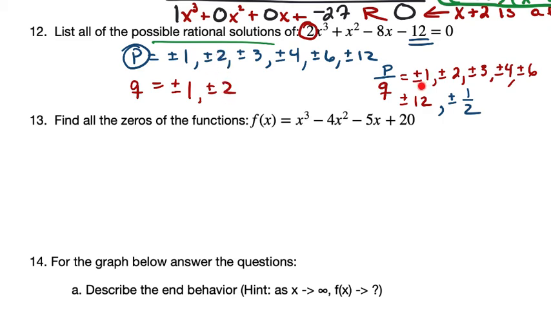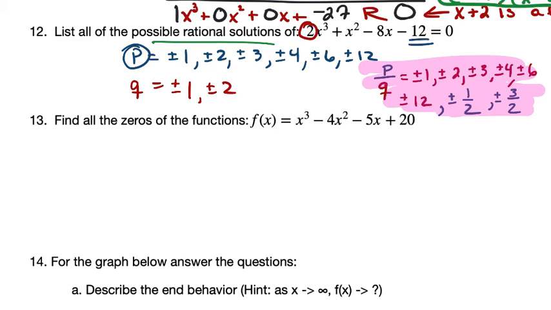We already have that in our list. 3 over 2. We haven't done 3 over 2 yet. That's not in our list. 4 over 2 is 2, already in the list. 6 over 2, 3, already in the list. 12 over 2, 6, already in the list. Therefore, we are done with the list. That's all of our possible rational solutions.